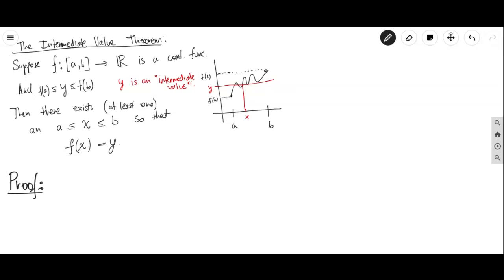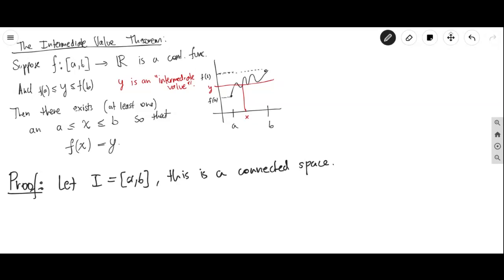Here's the way the proof goes. Let I be this interval from A to B. This is a connected space. The reason why this is a connected space goes back to that complicated theorem we mentioned earlier, that intervals are connected spaces. So that's a connected space.